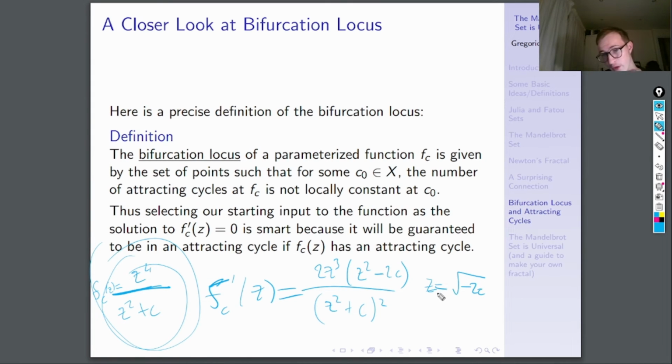So, we'll start with z0 equals square root of minus 2c. And how we're going to color the fractal is we're going to say color it in green if it converges. Okay, so color the point C green if it converges when we start with our starting point square root of minus 2c. And color it red if it diverges when we start with our starting point square root of minus 2c. And we're going to get the following fractal.